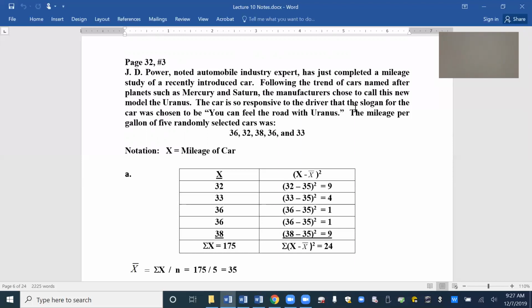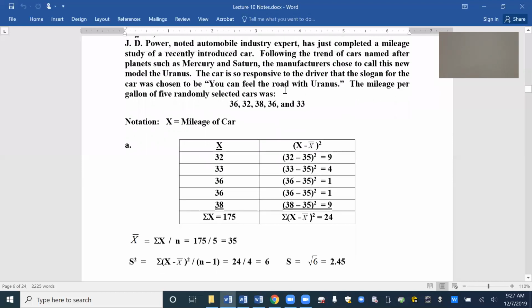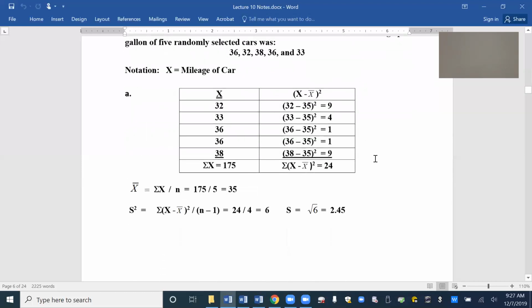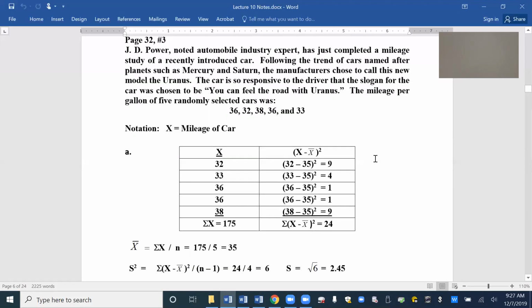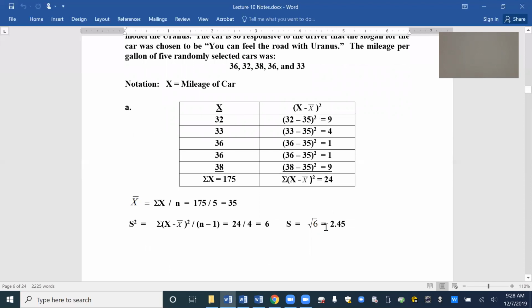The mileage per gallon of 5 randomly selected cars was given. So here's a case where I give you a little bit of data, and then I ask you to do a hypothesis test about it. I add up each of the values and get my sample mean of 35, and I take the differences between all these values and the sample mean, square them, add them up, and divide by n minus 1, and I get S squared, and S.